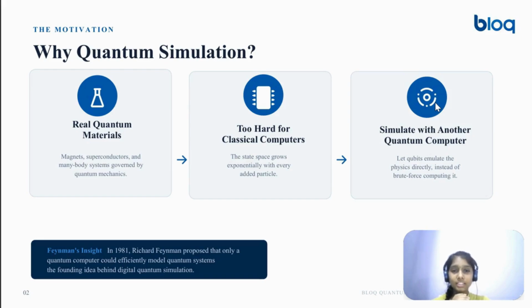So, why do we actually need quantum simulation? Many physical systems, such as quantum magnets, superconductors, and strongly correlated materials, are all governed by the principles of quantum mechanics. Accurately describing their behavior requires representing a quantum state whose Hilbert space grows exponentially with the number of particles, and this makes exact simulation computationally intractable on classical computers. So in 1981, Richard Feynman proposed an elegant solution: instead of simulating the quantum system using classical hardware, we should use a controllable quantum system to emulate the dynamics of another quantum system directly.